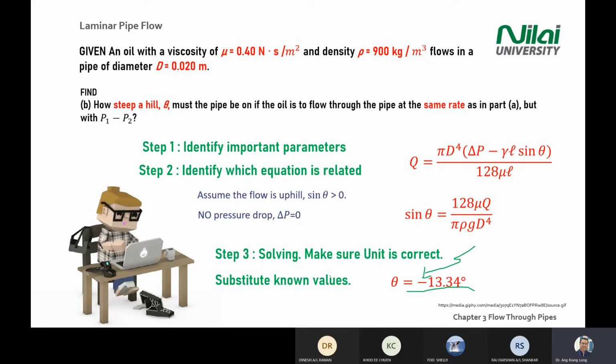Okay, look at the slides. I give you 10 seconds. Why does your answer come out negative? Is it logical or not to get a negative?